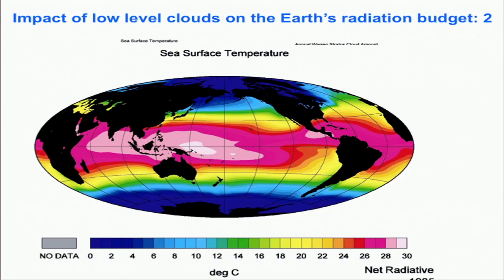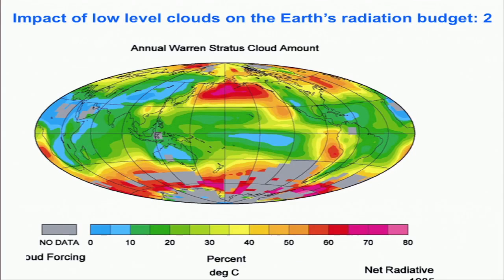So there's the cloud amount, and yes, indeed, if you look at the cloud amount off the coast of South America, it's very high compared to in the middle at the same latitude. If you look at the cloud amount off the coast of Africa, again, it's much higher. Also off the coast of California. So that's why we get lots of stratocumulus clouds formed in those regions. They're very persistent as a result.